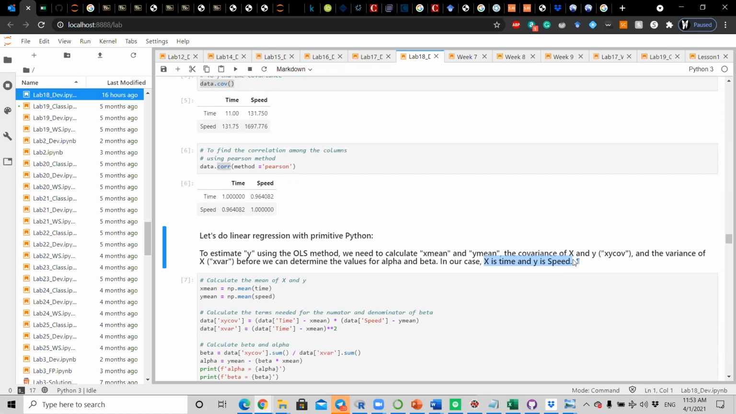So Wally said we are judging the speed based on time, which is correct. You're trying to predict the speed, so speed will be your y, and your input is time, so time is going to be your x. Okay. Any questions?